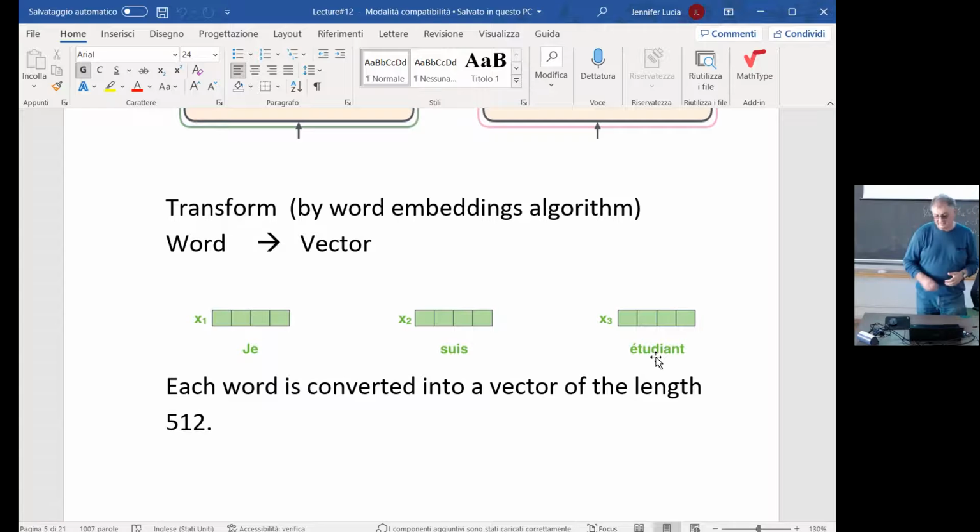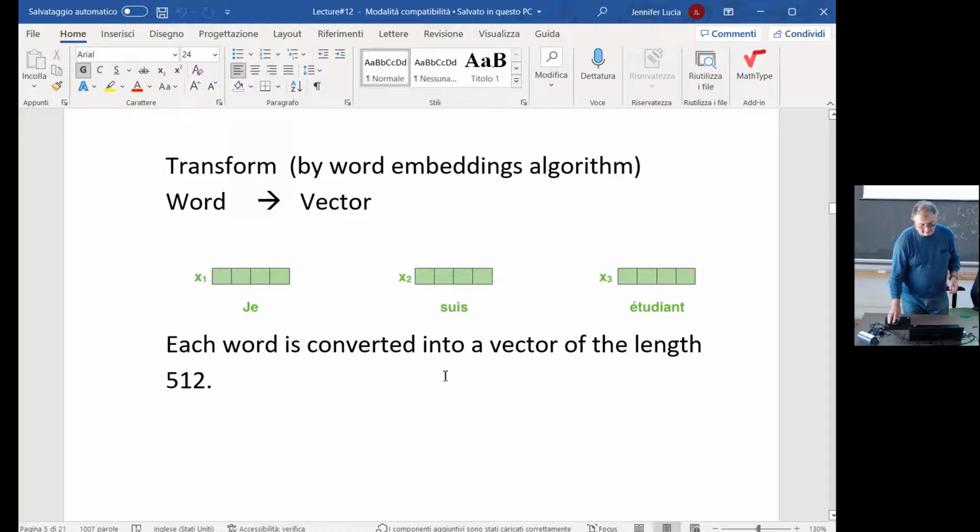And in this algorithm, variable dimensionality can confuse our whole procedure of correct translation and correct training and so on. So we should absolutely limit ourselves to choose some good dimensionality and put it into these boxes. And each word is converted into a vector of length 512. Why 512?